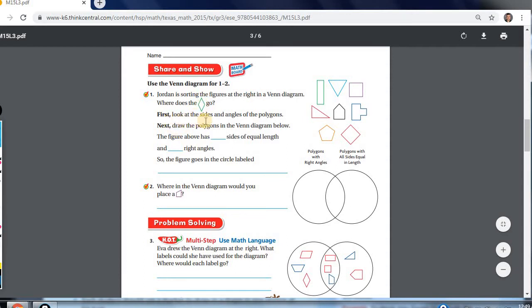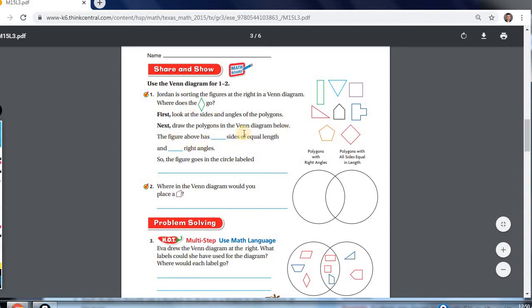Well, first look at the sides and angles of the polygons. We're going to put all the polygons that have right angles here, and polygons with all sides of equal length here. The polygons with all equal sides cannot have right angles, and the polygons with right angles cannot have all sides of equal length. Next, draw the polygons in the Venn diagram below.